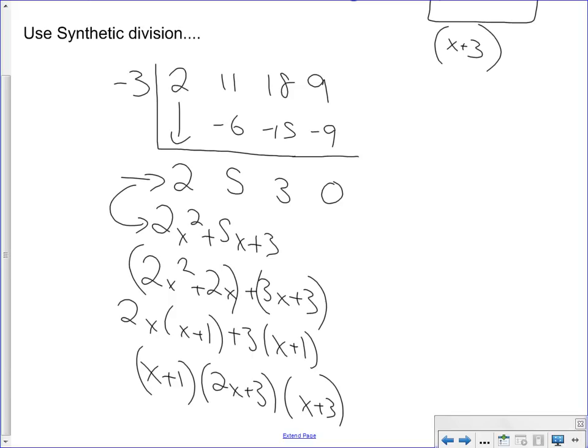Okay. All right. So you're going to be given the polynomial and a 0, and it's going to ask you to factor it all the way out. They might say, here's the polynomial, here's the 0, find the other zeros. If that's the case, the only thing that changes is that there would be an equals 0 here. That would be the only thing that's different.